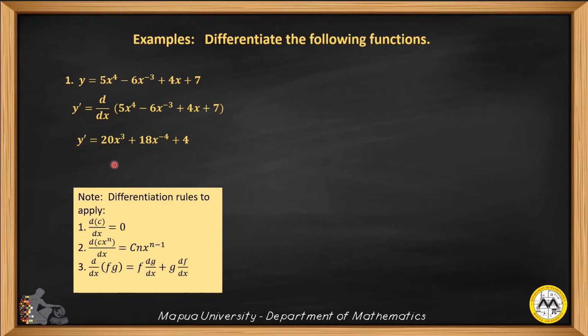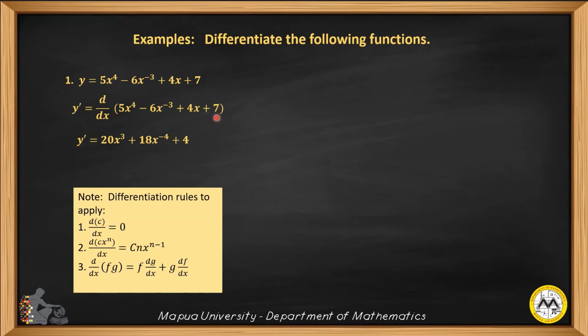Hence, the derivative of 5x to the 4th will just be equal to 5 times 4 times x cubed, or that will give us 20x cubed. As to 6x to the negative 3, the derivative would be equal to 6 times negative 3 times x to the negative 4. But this is a negative term, hence we have positive 18x to the negative 4. And as to the derivative of 4x, that would just be equal to 4. And for the constant 7, it will be 0.